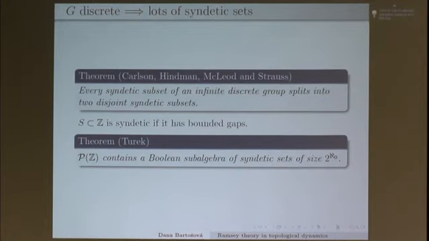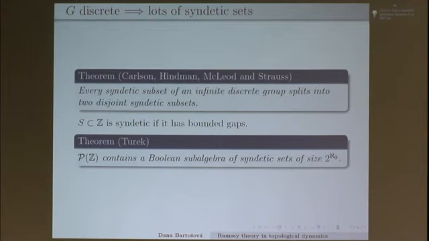Well, this Boolean algebra of clopens of the universal minimal flow is a witness of the power set of Z having a subalgebra of synthetic sets. So all of them are synthetic, their intersections are synthetic, of size continuum. It's actually a complete Boolean algebra, and it can even be made invariant under translation. And this is true for every discrete countable group.